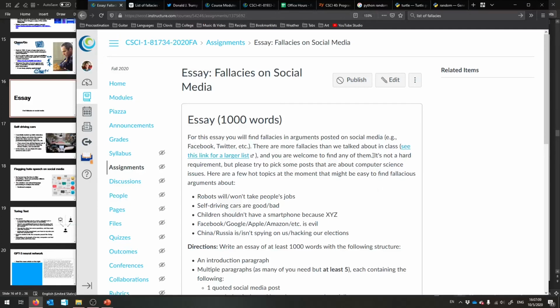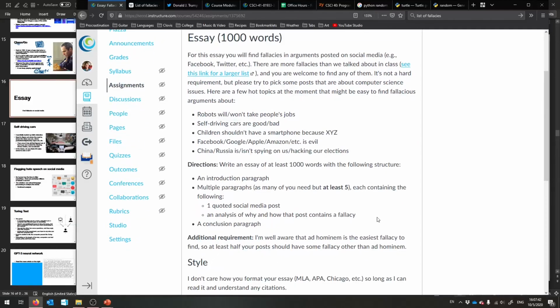It's also not a requirement, but I would strongly encourage you to at least try and find a couple of fallacies about computer science issues. Okay, arguments about computer science issues that are fallacious. So things like, robots will or will not take people's jobs. There's plenty of arguments about that may or may not be correct. Same with Facebook, Google, Apple, Amazon: "Insert name of company here is evil for X, Y, and Z," things like that. And then, of course, other countries doing things to us or not doing things to us electronically. Okay, that's the idea.